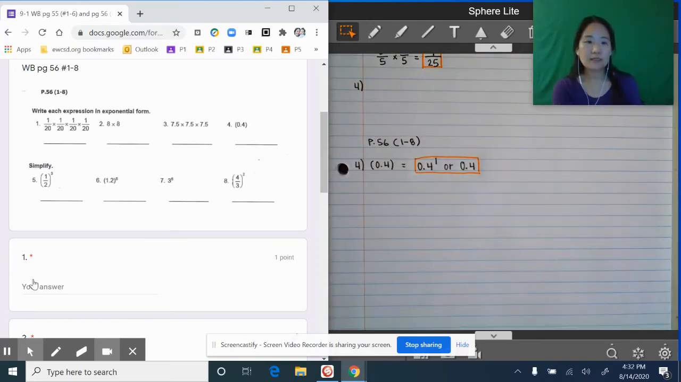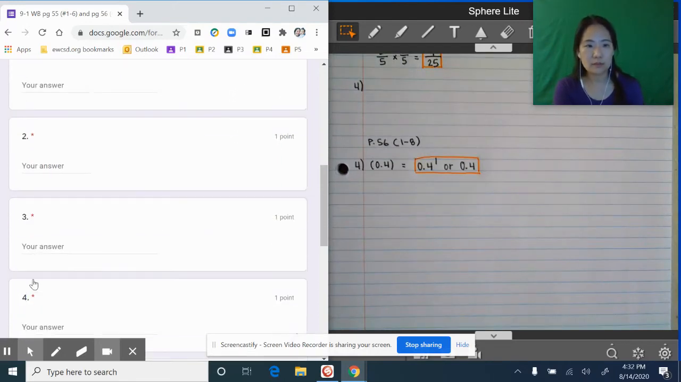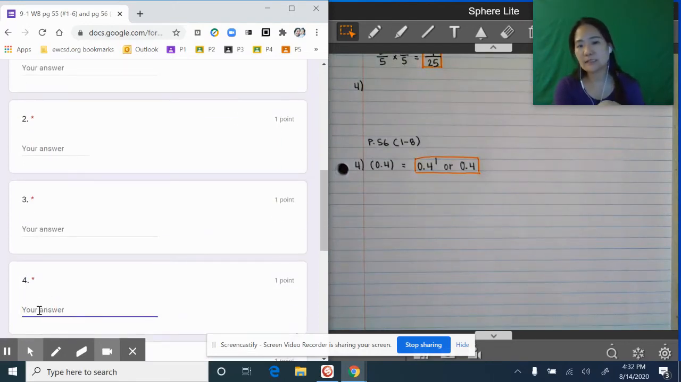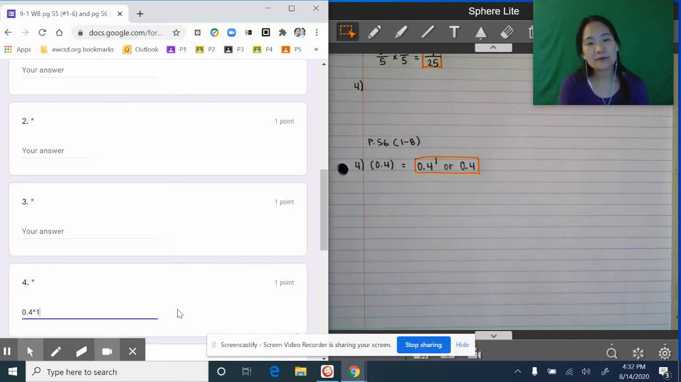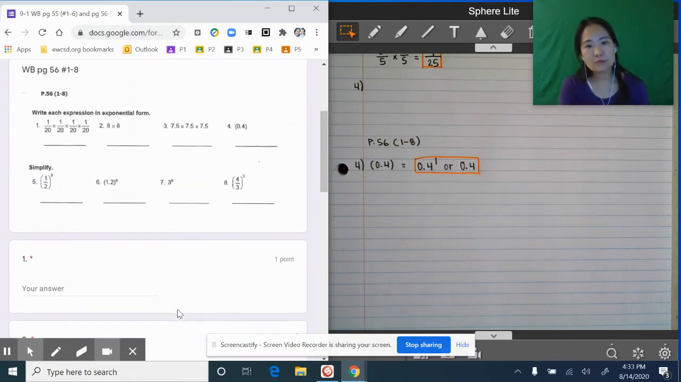So then now I'm gonna go to number 4, and the way I'm going to put in the answer is this. 0.4. I can just leave it alone. Or if you want to, you can do the caret and do to the first power. It's really up to you. Okay? All right. I'm going to do one more.